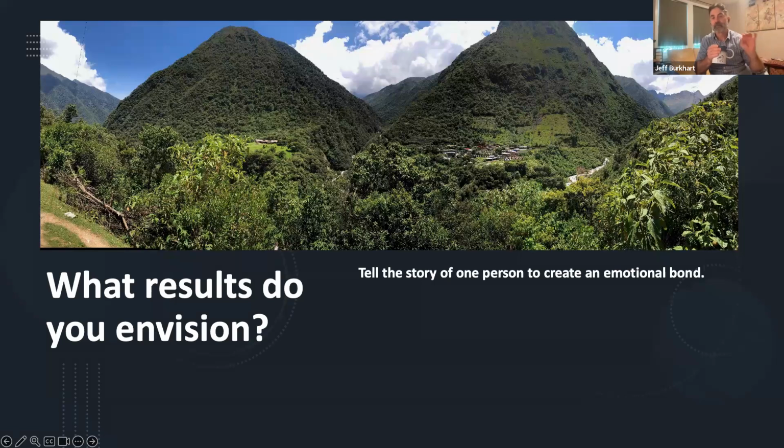So you've now identified your program, you've identified the funder that you're going to send a proposal to. But I want to know, if I'm your funder or your potential funder, what results do you envision? What do you see happening as a result of what you do? I want to know what that person is able to do. I want to know from the perspective of one human being.